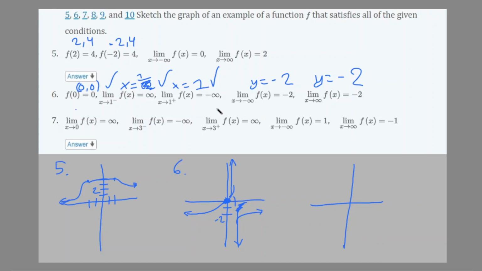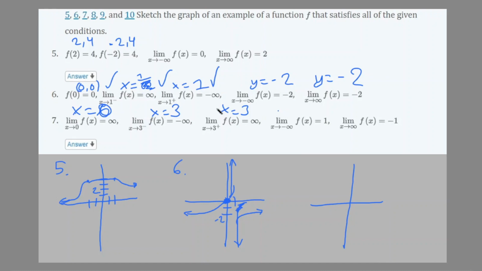So let's move on to number 7. The limit as x goes to 0, f of x goes to infinity. So what this is telling us is that there's a vertical asymptote at x equals 0, and then the limit as x goes to 3 from the left side, f of x goes to negative infinity. So this is another vertical asymptote at 3. And then from the right side, the limit f of x goes to infinity. So this is the same vertical asymptote.